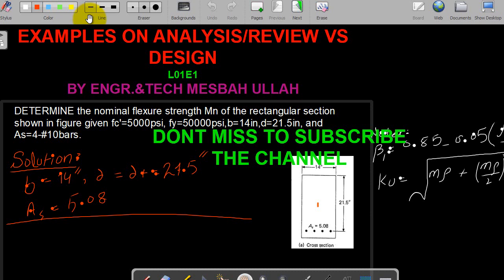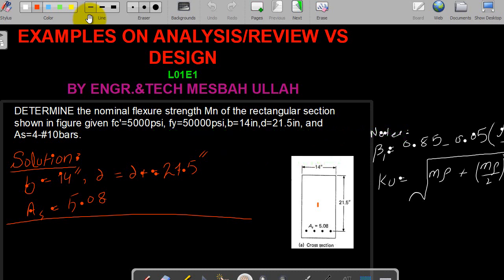Welcome back in lecture 01 example 1. I designated this lecture by E1. Okay, so this is the first example, that's why I designated this lecture by E1. Right, this example is basically related to the review question, and in this example we see how to review, how to analyze a given rectangular beam section.